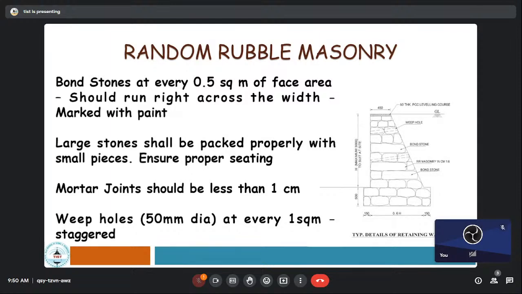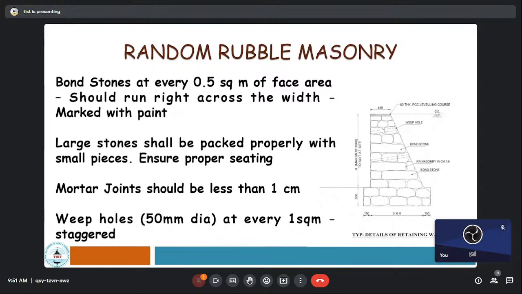And coming to the next one, we will go ahead with the random rubble masonry. Why is this RR so important? Because in conventional houses, we never go for a pile foundation at all, right? Do we go for a pile foundation? A G+1 structure or G+2 structure, we can manage using RR.